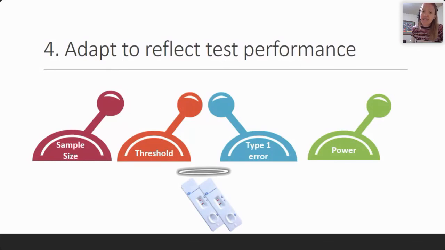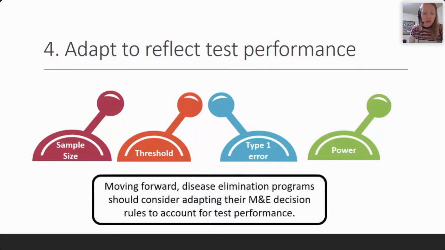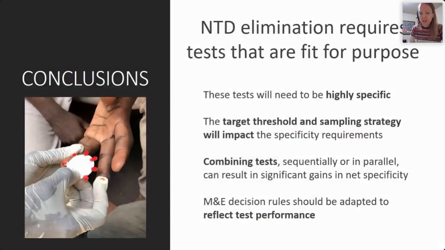So for example, if a test is less than 100% sensitive, this can be accommodated by increasing the sample size. Similarly, if a test is less than 100% specific, the threshold for decision-making can be increased to incorporate the proportion of false positives, or you could decrease the level of acceptable power. So the main point here is that moving forward, disease elimination programs should consider adapting their M&E decision rules to account for test performance.